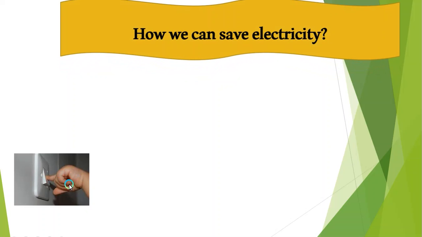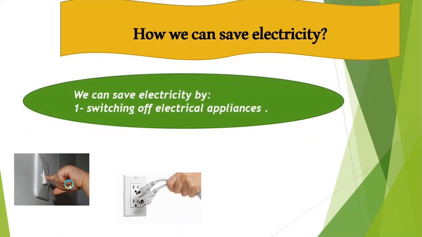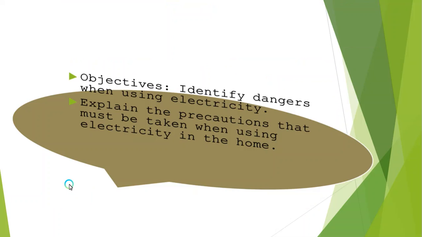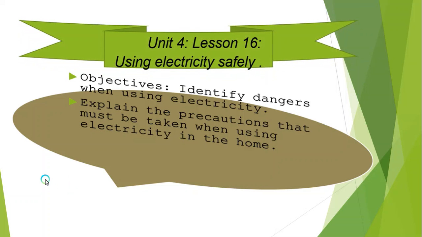And then after that, how can we conserve electricity? We can conserve electricity by switching off all the appliances, as you're going to see in this picture. Like that, we can save electricity and remove all the different forms of wasting electricity. After that, we go directly to speak about the next lesson, which is Using Electricity Safely.